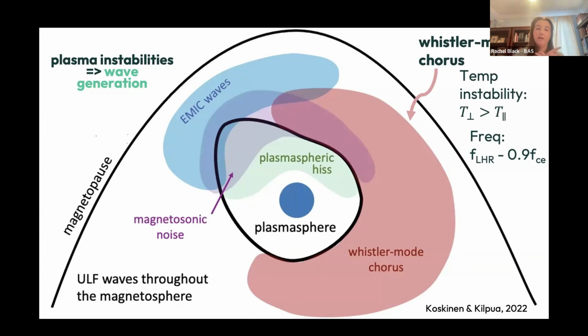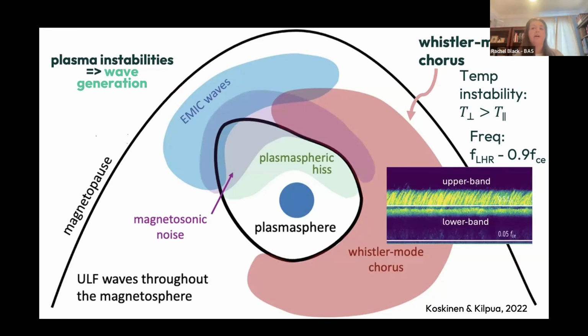And as the electrons drift around eastwards, they generate these Whistler mode chorus waves. They have a frequency between the lower hybrid resonance and 0.9 of the gyro frequency. They also, as you can see from this pink blob, exist outside of the plasmasphere due to the density conditions. Typically, if we look at their power spectral density, they have a characteristic upper and lower band, separated usually by a gap here at half the gyro frequency.